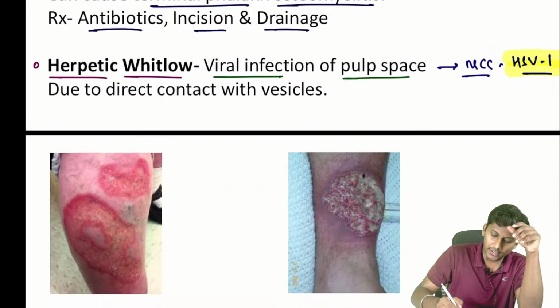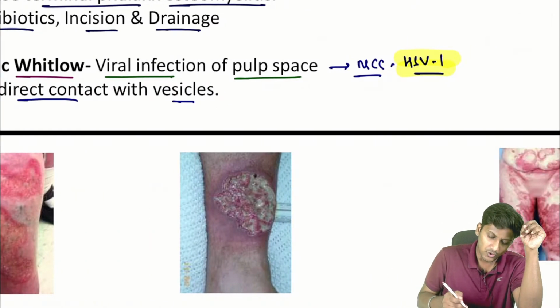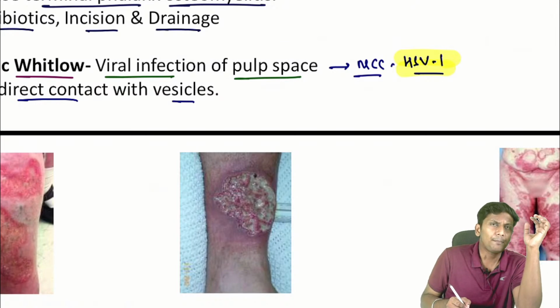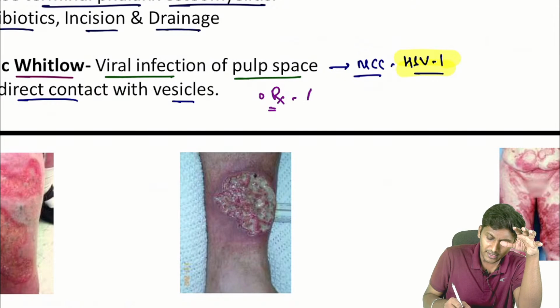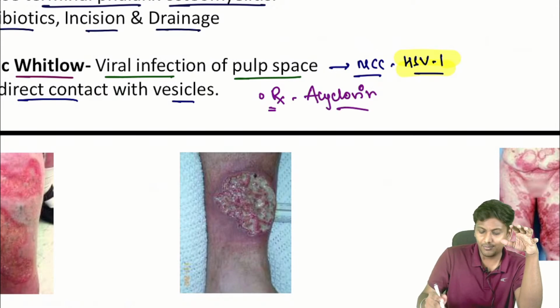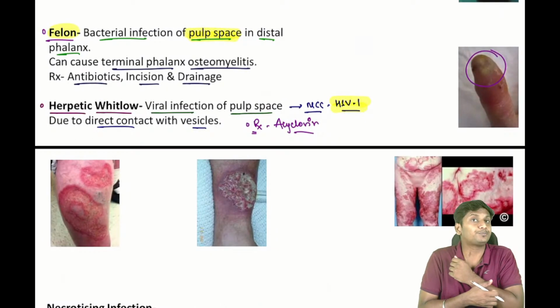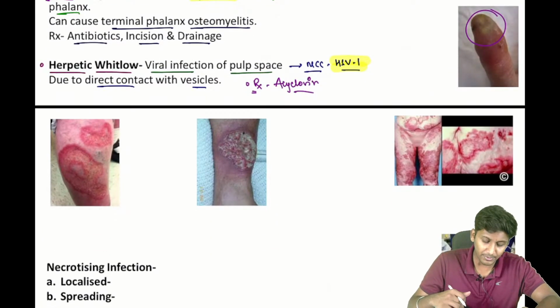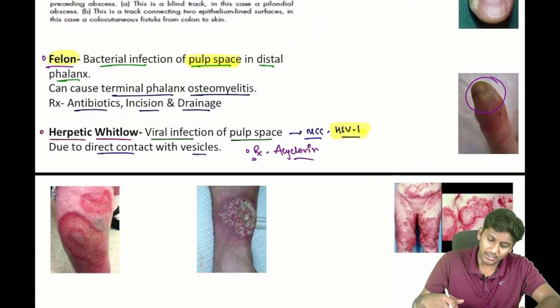So that is important. It is due to direct contact with these vesicles of the herpes virus. So that has to be remembered. No issues with this, anybody? Pus collection, as I said, will be less; pain and vesicles will be more. Treatment is acyclovir, which can be given if required in a patient of herpetic whitlow. Got it? So that has been a previous year question. So these three are important.